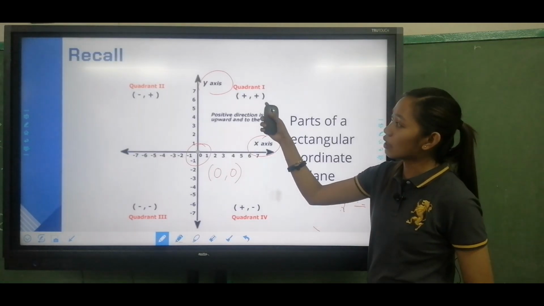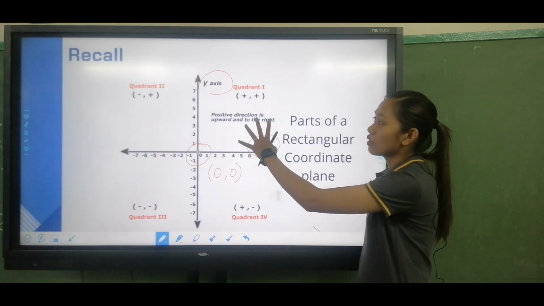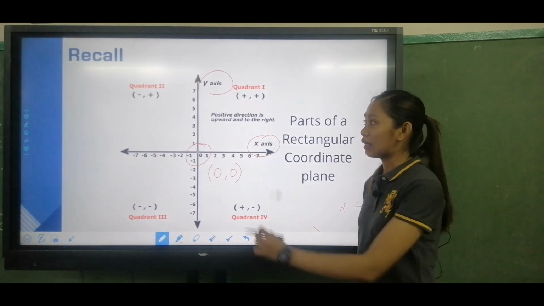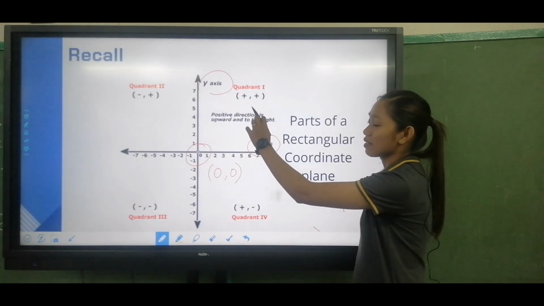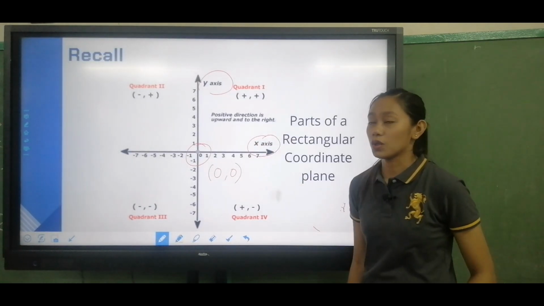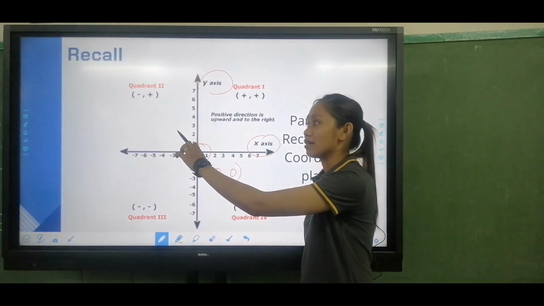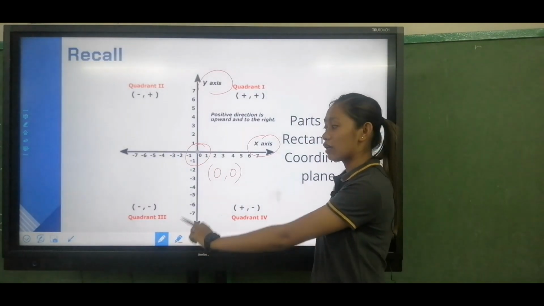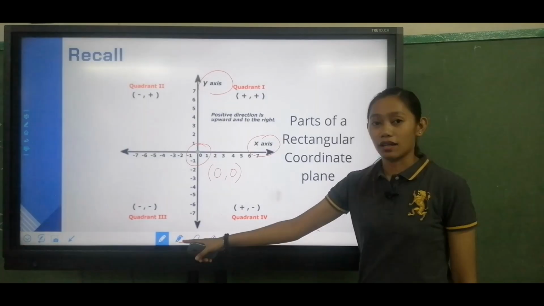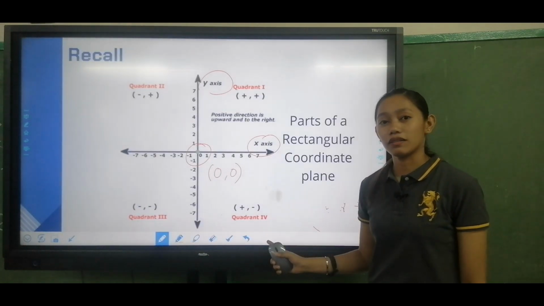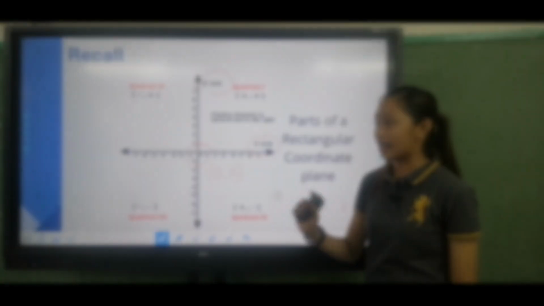Next are the 4 quadrants. We have quadrant 1, wherein the sign of the coordinates located in this quadrant is positive, positive. We also have quadrant 2, the sign is negative, positive, and quadrant 3 is negative, negative, and the last quadrant is positive, negative.